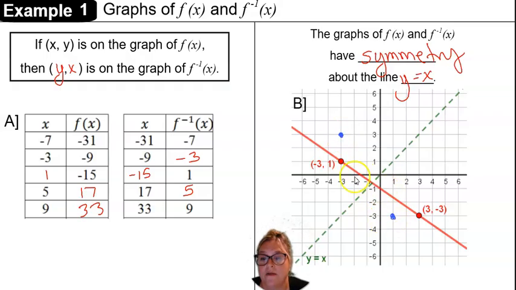And then where the line y equals x intersects with f of x, that will always be a point that they share. So we can see along that line of symmetry, if we fold the paper in half, these two curves for f of x and its inverse would lie on top of each other. They create a mirror image going across that line of symmetry.